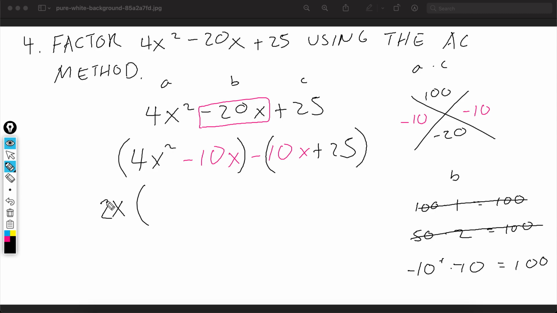Now, 2 times what gives us 4? 2. X squared, x to the 1, there's just 1x. Perfect. Minus 2 times what gives us 10? I almost said it, 5. Have an x here, we got an x here, so there's no x here, right? X to the 1 minus x to the 1, 0, so nothing. Minus, you see a minus, you write a minus.